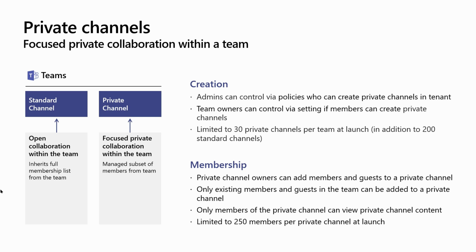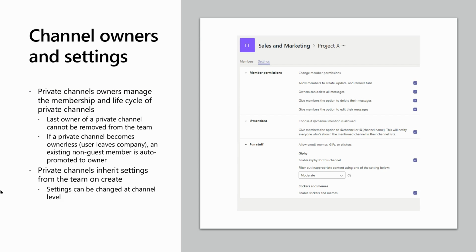Private channel owners are the ones who will add members and guests to a private channel. So making sure that you have a good member, a good owner list as you provision that private channel is important. But only existing members of the team and guests of that team can be added. So if the person's not in the team, they cannot be added to the private channel. So only members of that private channel can see the channel content, and again, it's limited to 250 members per private channel now that we've launched this feature.